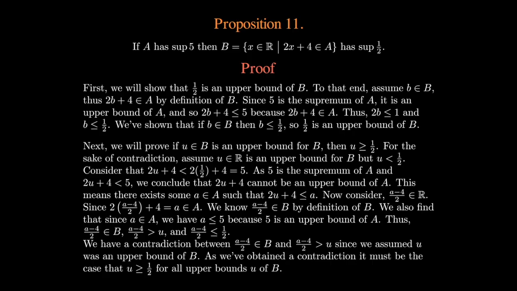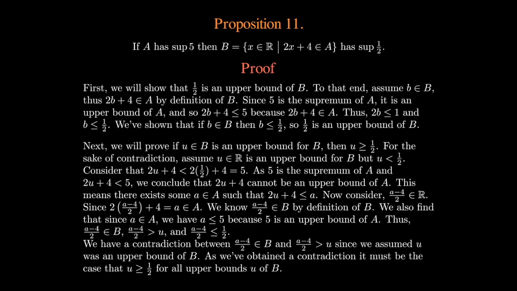Now consider (a minus 4) over 2. Since 2 times (a minus 4) over 2 plus 4 is equal to a, which is in A, we know (a minus 4) over 2 is in B, by definition of B. We also find that since a is in A, we have a is less than or equal to 5, because 5 is the upper bound of A.